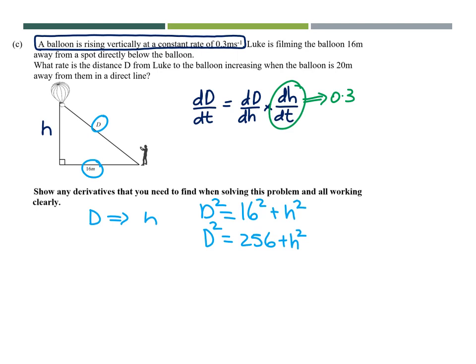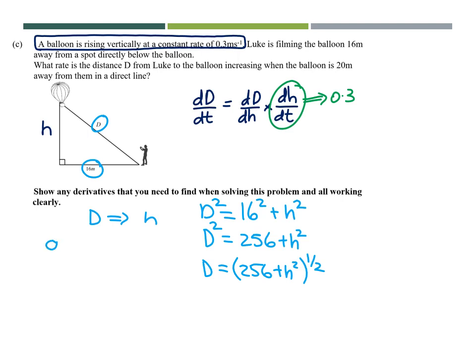So therefore D is 256 plus h squared, all to the power of a half. Can you see why I've done it to the power of a half as opposed to taking the square root? Yeah, because I want to try and differentiate eventually. Okay, so that's what I've got to try and differentiate here.